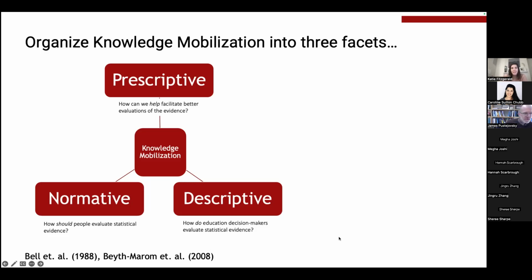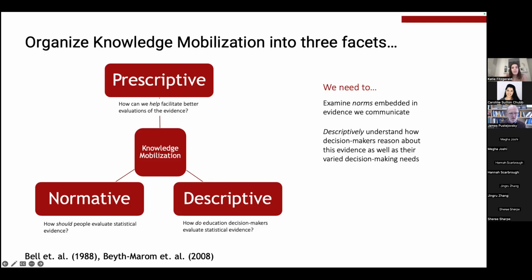And so another way of thinking about this framework is as a call to action. We need 3 things. We need to examine the norms that are embedded in what we're trying to communicate, so what statistical ideas are baked into what we're trying to communicate. And then we need to descriptively understand how decision makers reason about that evidence, what their decision-making needs are, and whether the information we're putting out there is meeting those needs. And then finally, prescriptively, we need to develop and evaluate communication strategies that are going to facilitate better use of the evidence by decision makers.